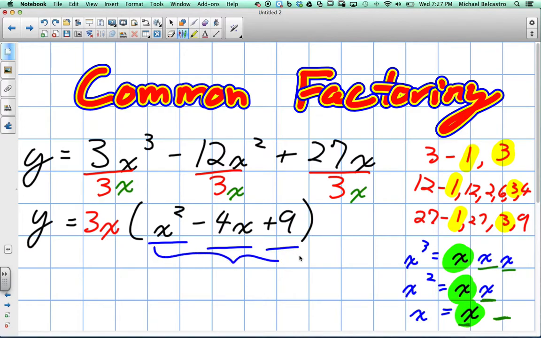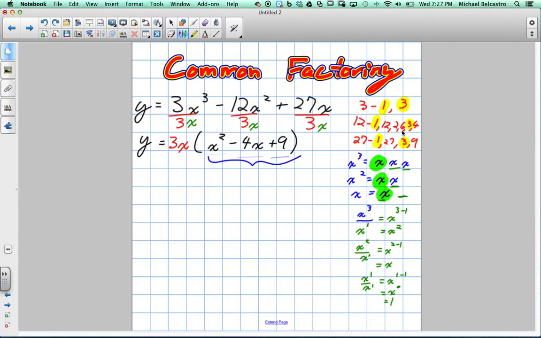Okay. And then I can look at this trinomial and try to factor, but it's really not a nice way, so we're going to finish it here. But this is our common factoring. And there's tons of background stuff going on. It looks like it's really quick in one step, but if we don't know all of these little things in the back, this can be a really confusing process. Okay?